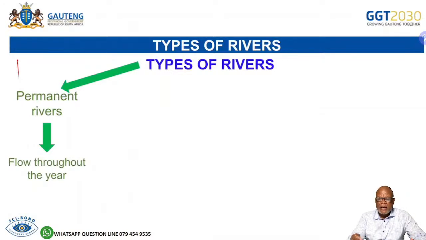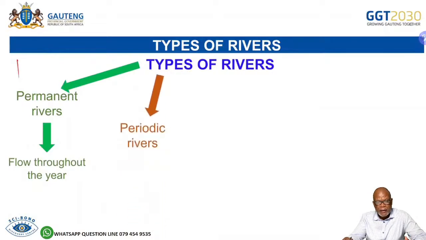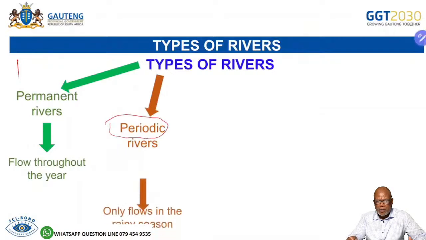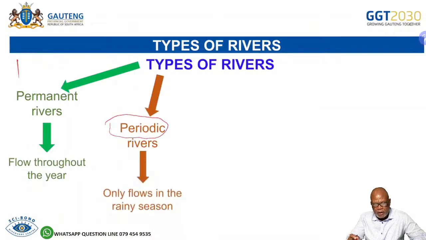During rainy seasons, the river will have more discharge, and then during dry seasons, the river will have lower discharge. Remember, the definition for river discharge is the volume of water as it passes a specific point at a specific time. Let's look at the next type of river. This is what we call periodic. Like when you speak of a period, we're referring to a certain time. So a periodic river refers to the river that flows only in the rainy season. Periodic rivers are the rivers that flow only during rainy seasons.